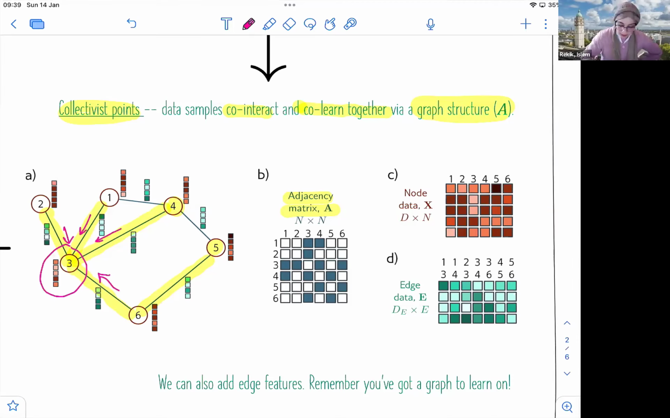And of course, here we can add edge features. And in addition, we can add node features. So we have the features here for nodes. We can add edge features. And remember, we've got a graph to learn on now.